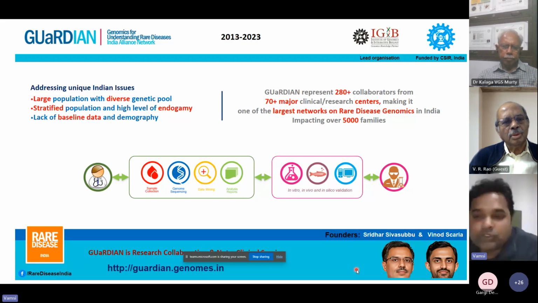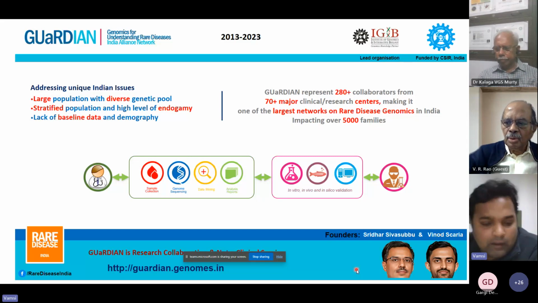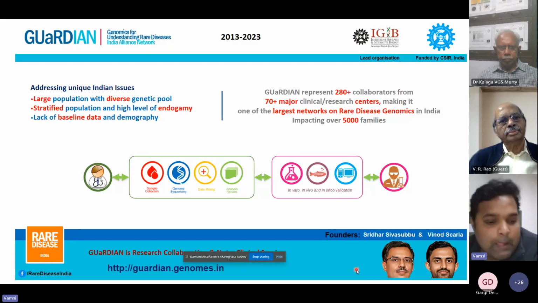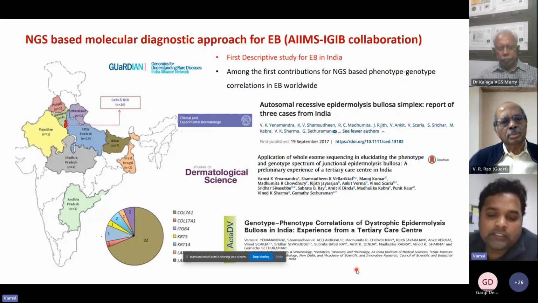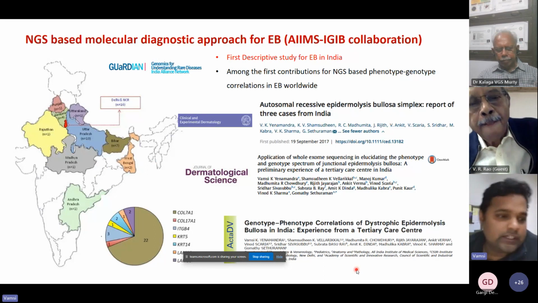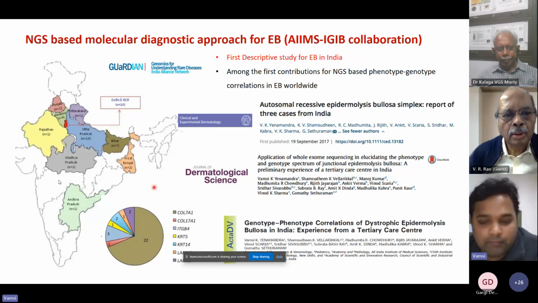Currently, Guardian enjoys close to around 280 collaborators across 70 major centers, and it has currently impacted over 5,000 families. Unfortunately, they have recently moved out from IGIV, and they are in the process of setting up their own organization. With the help of Guardian, we could characterize the first EB cohort with phenotype-genotype correlations.